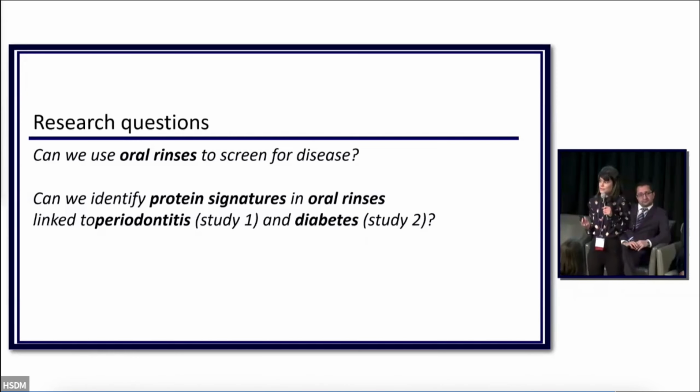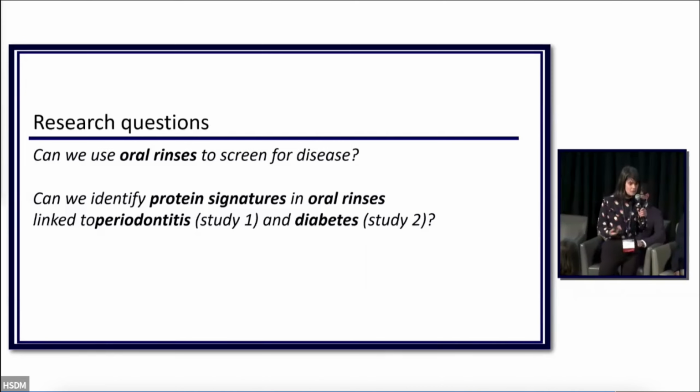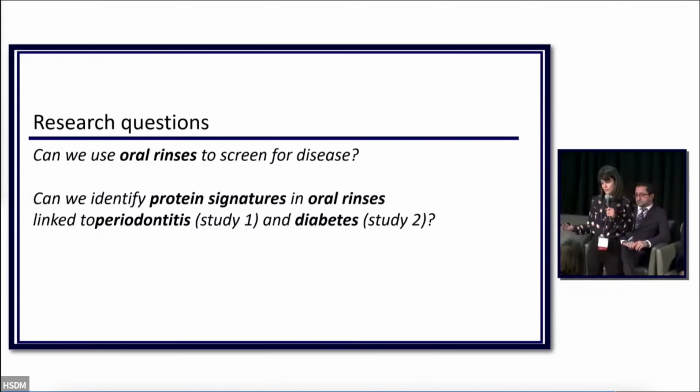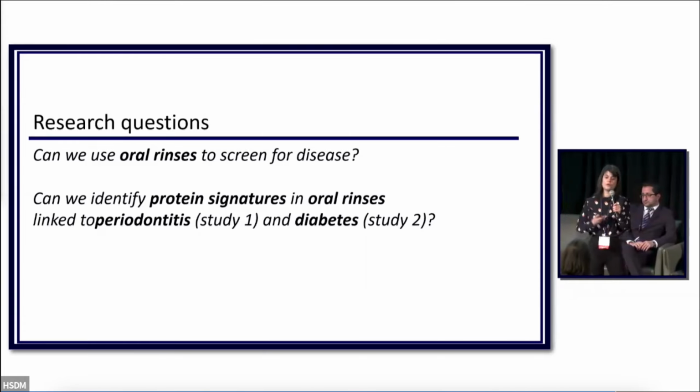And since proteins reflect the disease activity, this is also why we do the proteomic analysis of the oral rinse samples. And this is the research question of those two studies: whether the proteomic signatures of oral rinse samples can be used to screen for periodontitis and diabetes.